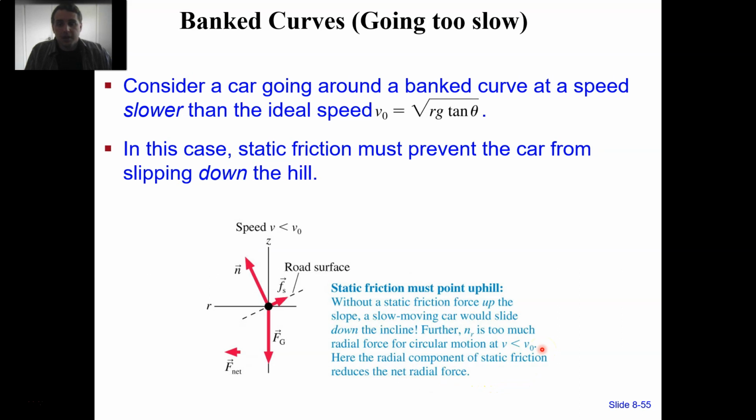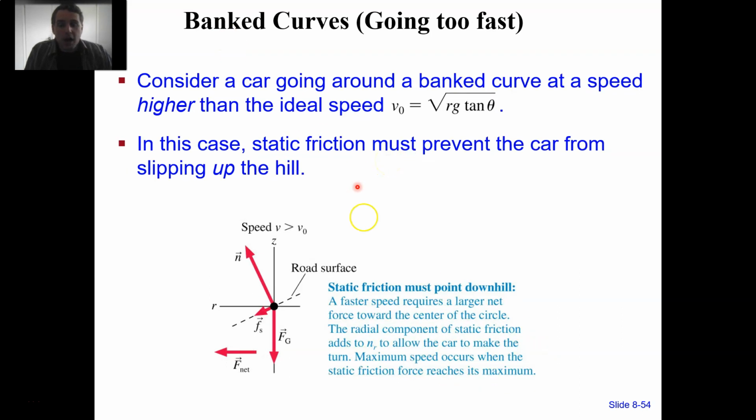Okay. Now, consider a car, and one more thing. The static friction, remember, is a value that can increase if you go faster and faster. When the static friction reaches its maximum value, the car is going just as fast as it can without actually starting to slip up the road.